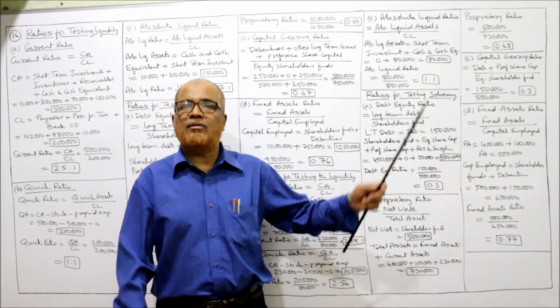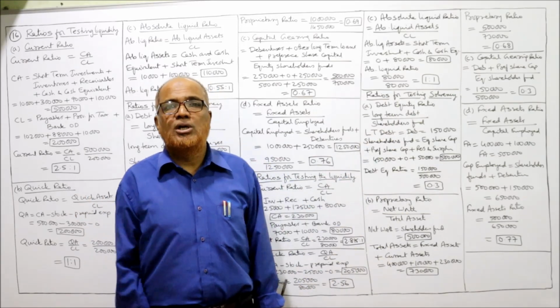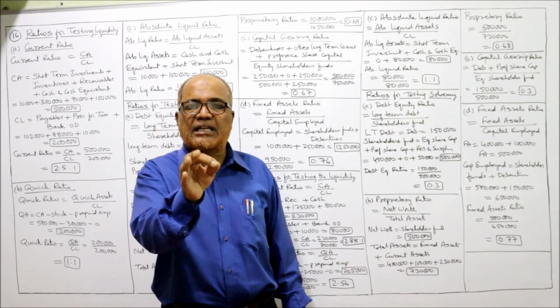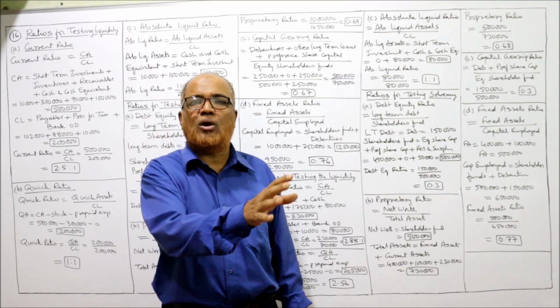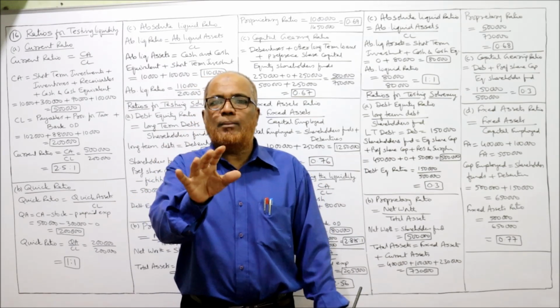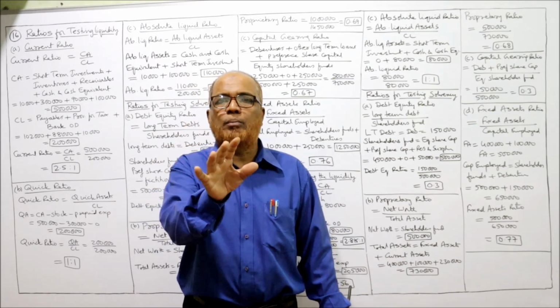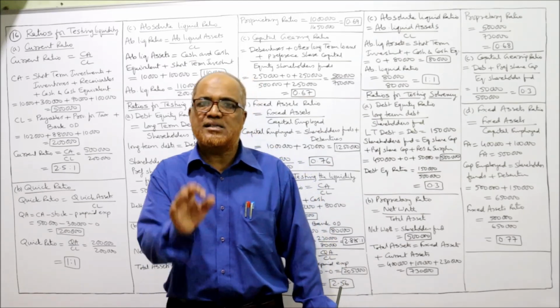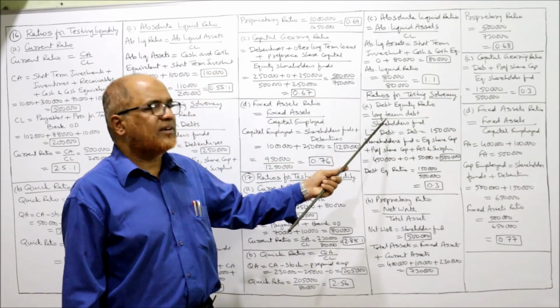0.5:1 is the standard, but we are having 1:1. It's good. So all the three liquidity ratios indicate that the liquidity position of the business is satisfactory. Nothing to worry. The company is in a position to pay the current obligations on time. That is the conclusion. Now we'll calculate the solvency.